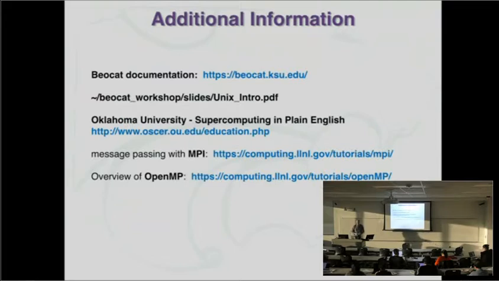Okay, additional information. First of all, we have a lot of information in the Beocat documentation. In the Beocat workshop directory that I had you copy, I put a Unix introduction PDF in there, so if you're not very familiar with Unix, you can go through that. There's also Oklahoma University puts out Supercomputing in Plain English. You can look through that. If you're more interested in MPI or OpenMPI, this will give you some overviews. It starts out fairly general and gets very complex, so you can stop where you want.